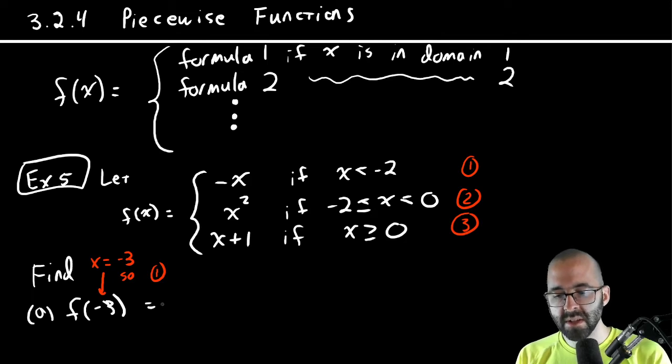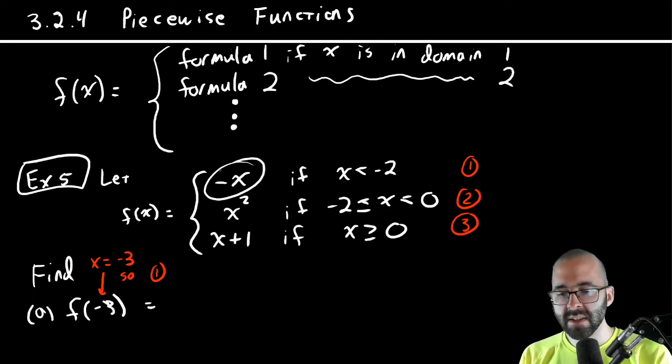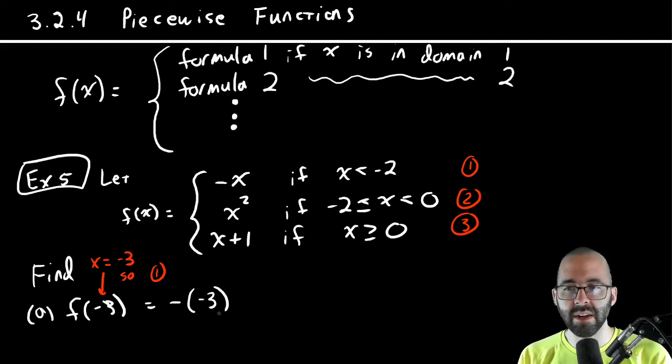So what is that formula? That formula says whatever x is, we're using negative x. So we're plugging negative 3 into this formula. We're using formula 1 here because that's where our x value is in the domain. So f of negative 3 is positive 3.